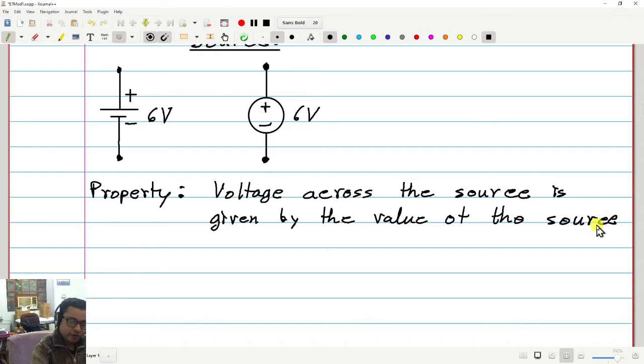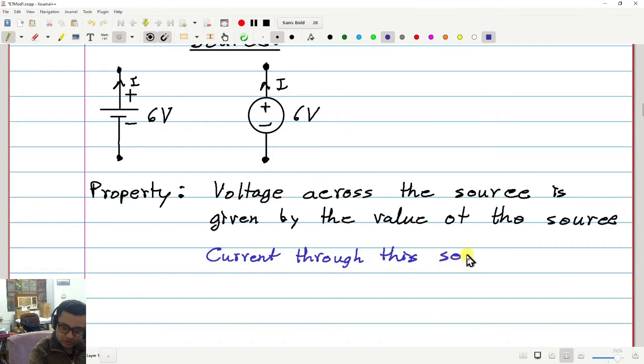Okay. However, how much current will flow through the source? How much will be this current or this current? That we cannot say, because that depends on what we connect across this source. So, the current through the source depends on what we connect across it.